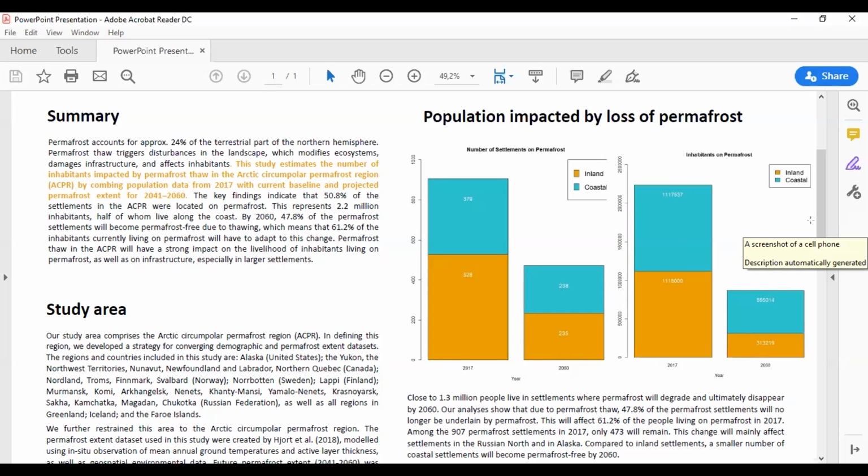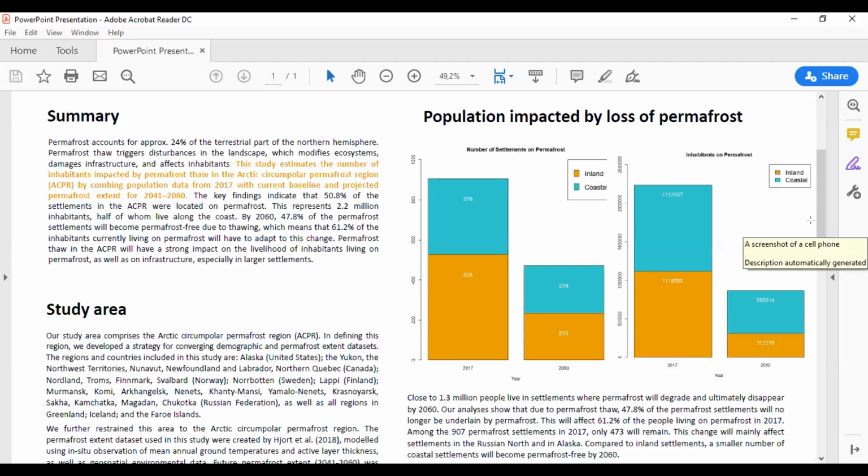So yes, and also yes, of course, climate model. But what we did is we combined this demographic data for the year 2017. So we have data for how many people live in the settlements, and we use this permafrost extent. For 2017, we have accurate data on how many people live on the permafrost extent. For the year 2060, we assume no change in population because we don't have data on population projection for 2060.